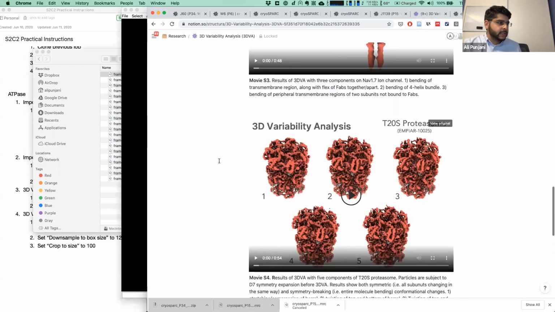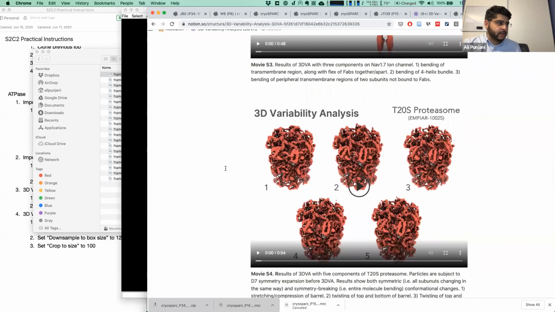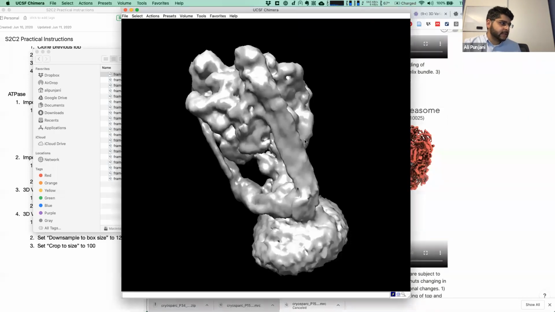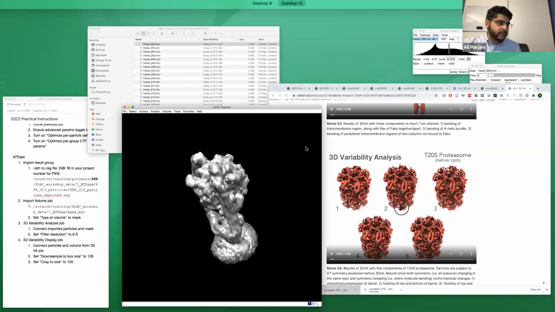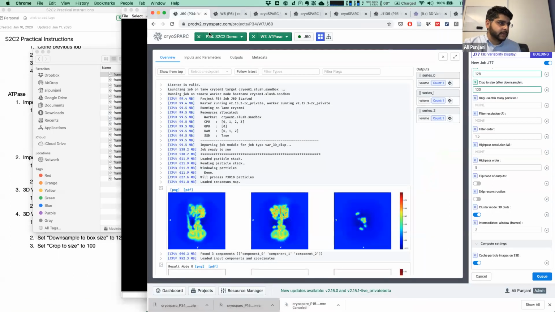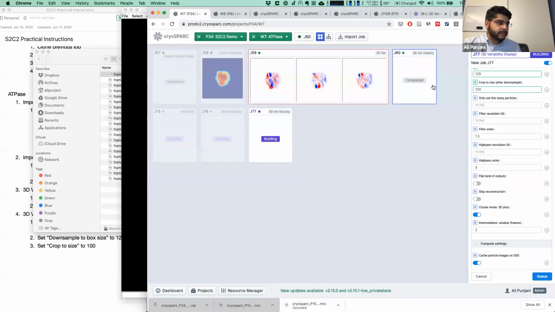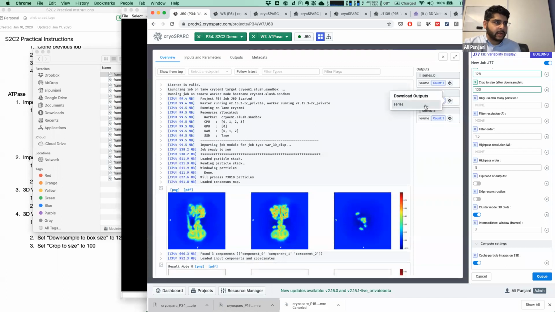Right. There is one other result that I want to show. And for the VATPAs, we can start looking at the other variability components by downloading those. So I will just do that. For my display job, I'll download series 1 now. And that I'll just get here in a moment.